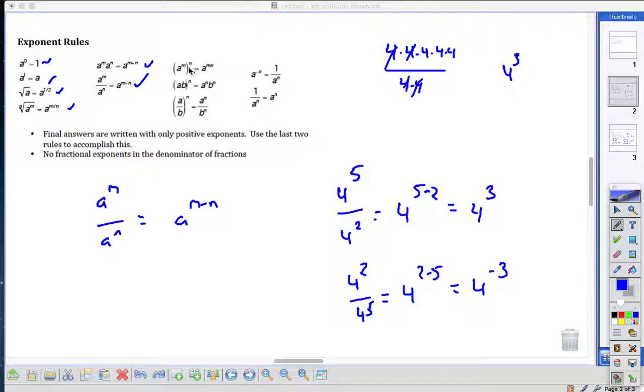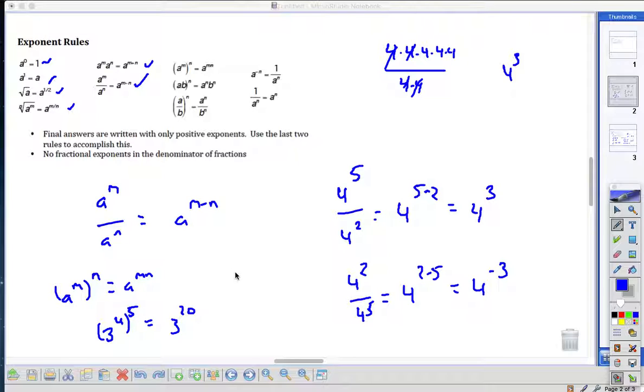Next rule is called power to a power. It says any number, and I raise that to a second power, we simply multiply the exponents. So 3 to the 4th to the 5th is going to be 3 to the 20th. We just multiply 4 times 5.